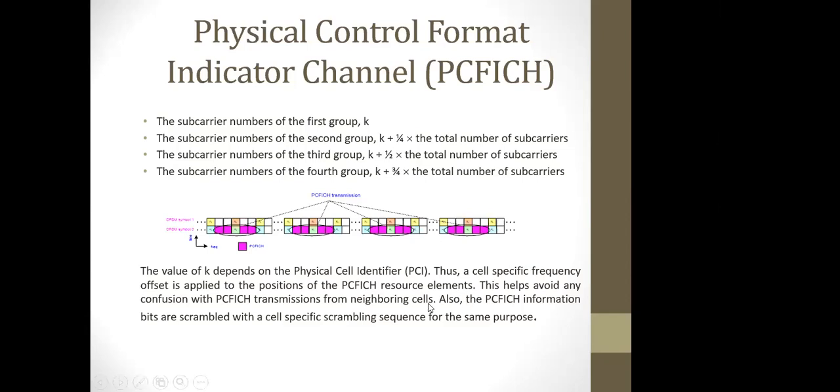Also this K depends on the PCI. Now we know what PCI is. It's a function of PCI. So different cells will have shifting in frequency by different amounts in the neighborhood. So there's a better coordination of interference among the cells, called ICIC, intercell interference coordination.